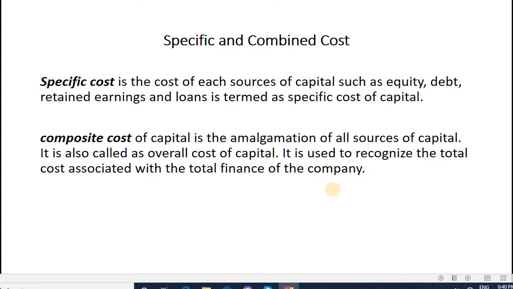Last concept of cost of capital is specific and combined cost. Specific cost is the cost of each source of capital. Each source means what? It might be equity. What is the cost of equity? That is a specific cost. Debt, for raising the debt, what is the cost we are incurring? That is the cost of debt. That is a specific cost. If it is retained earnings, then what is the cost of retained earnings we are calculating? The calculation of the cost of each source of capital is called specific cost.